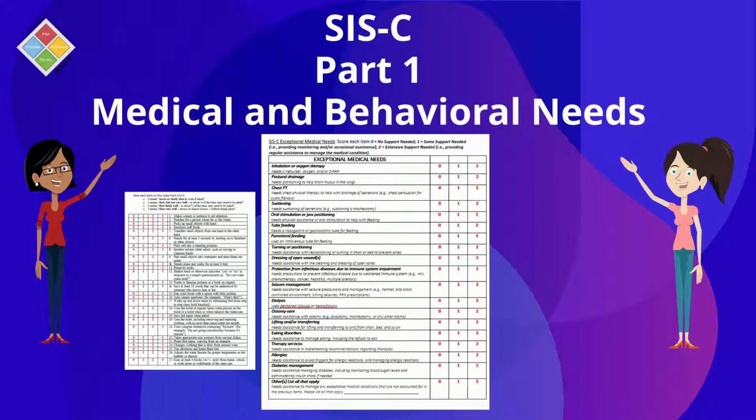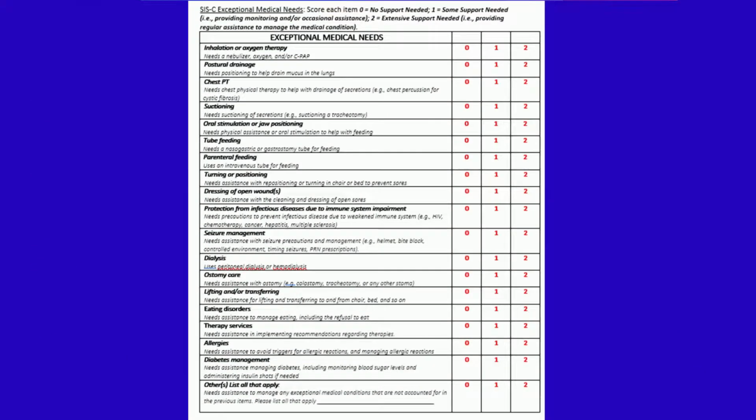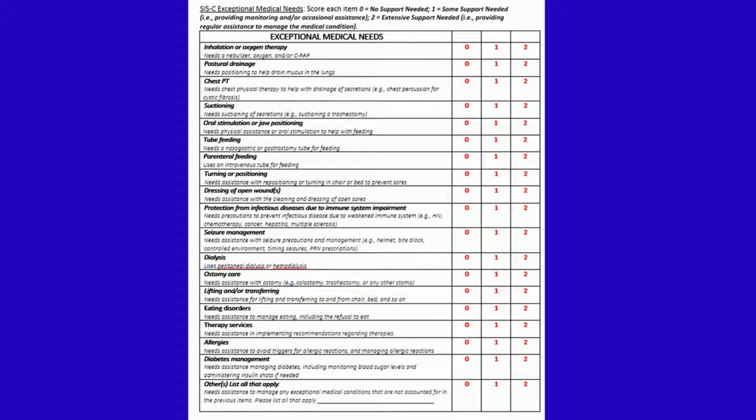The first part of the SIS-C calls for identifying extra supports a student needs due to chronic health conditions or challenging behaviors. Let's start with the medical section. There are 18 medical conditions or supports that are associated with medical conditions listed. If the student does not experience the medical condition or require the medical support, the item should be scored 0.